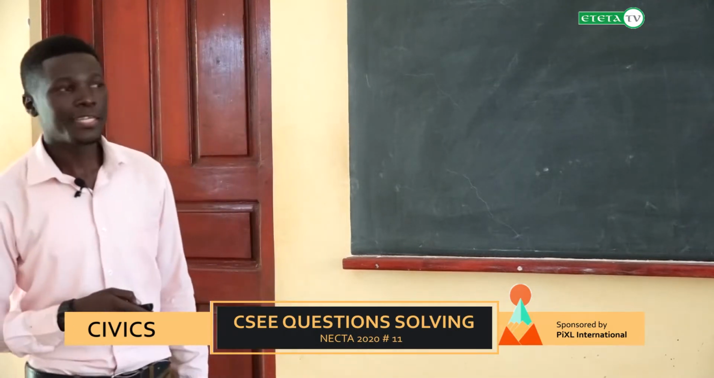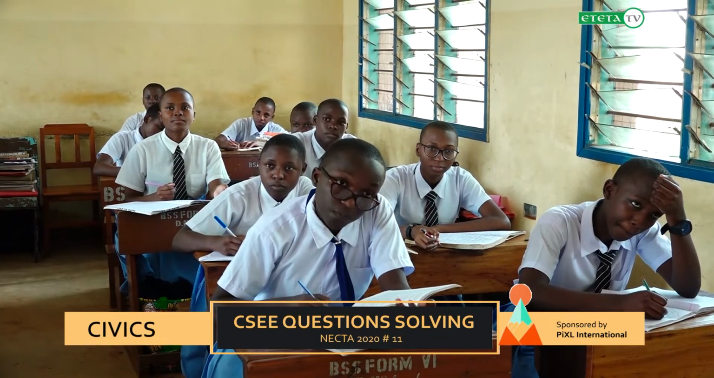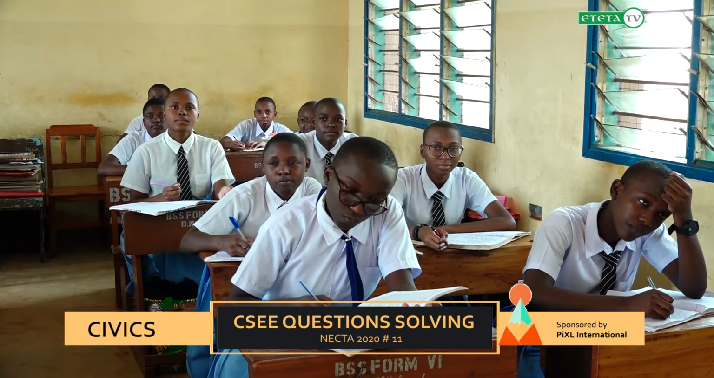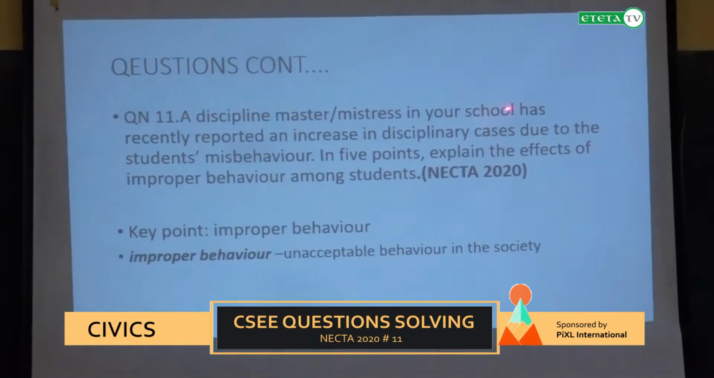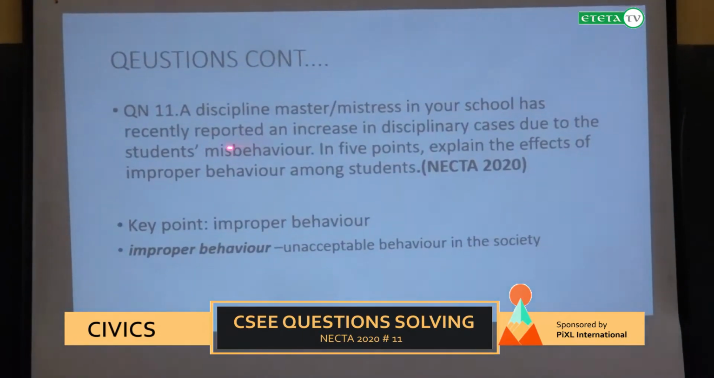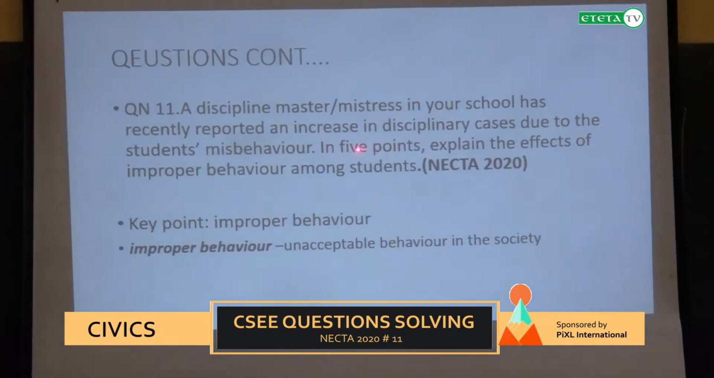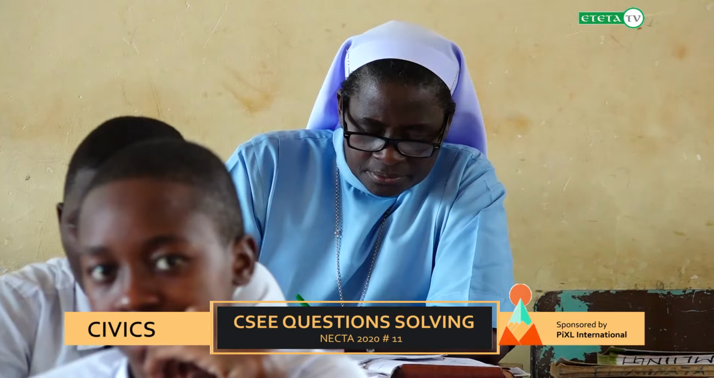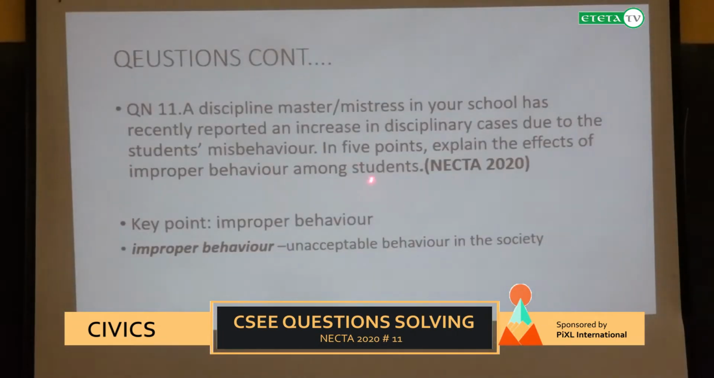Now, the question was stated as: a discipline master or mistress in your school has recently reported an increase in disciplinary cases due to students' misbehavior. In 5 points, explain the effect of improper behavior among students.